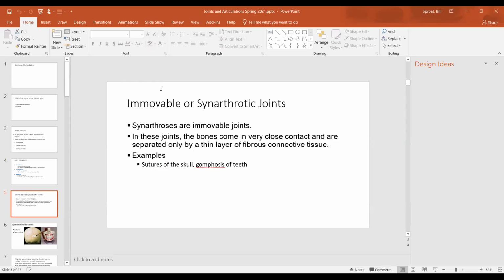So the synarthrotic joints, I think I mentioned this already. The bones come in close contact with each other. They are held together by very strong fibers of connective tissue. There are fibers that extend across the suture lines in the skull. The gum process is the socket of the teeth, and the tooth is held in there by a layer of connective tissue known as the periodontal ligament.